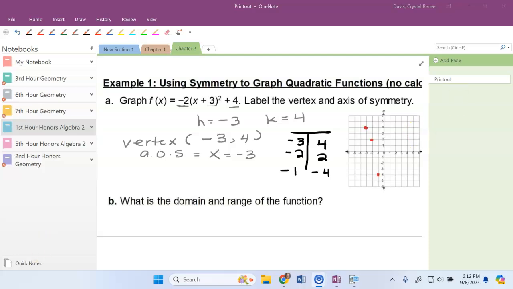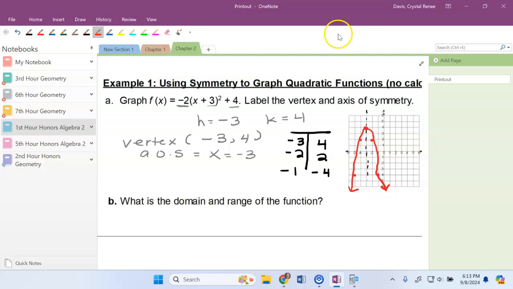Okay, so if I plot those 3 points, guys, remember this is my vertex here, and this is my axis of symmetry, which means it's symmetric. So that means right here is going to be another point, and right here is going to be another point. So if I connect the dots, forgive me in advance, it's going to look something like this.